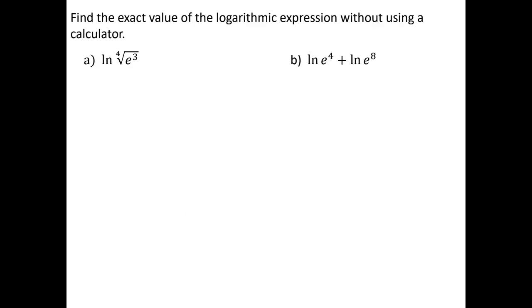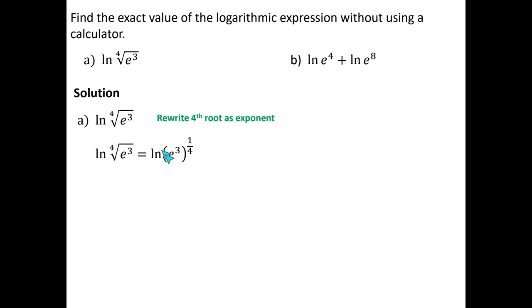Okay, we have a few more here. Same idea, the first one. I have a fourth root, so I'm going to change it to an exponent. So I'm going to have e cubed raised to the 1/4. And then I can apply the power rule to get rid of that exponent. Or I guess we can simplify first. So e to the third raised to the 1/4, we're going to end up with e to the 3/4.